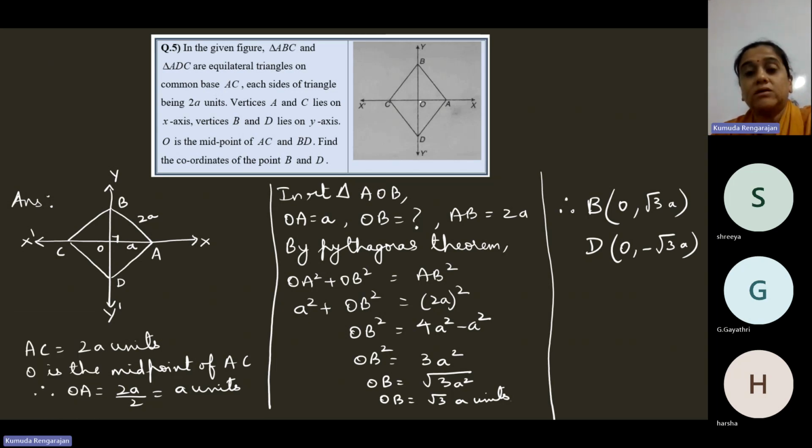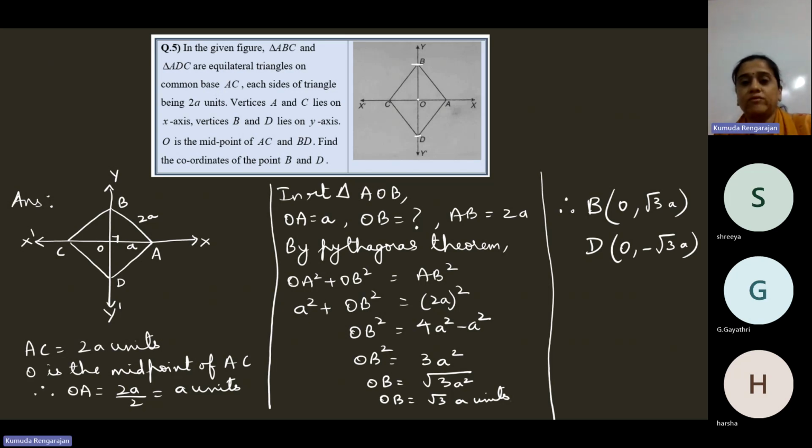So if OB, this length, is root 3a, this marking is root 3a. So the address will be 0, root 3a, correct? And this one will be minus root 3a. So the address will be 0, minus root 3a. Correct, Sachin? Understood?